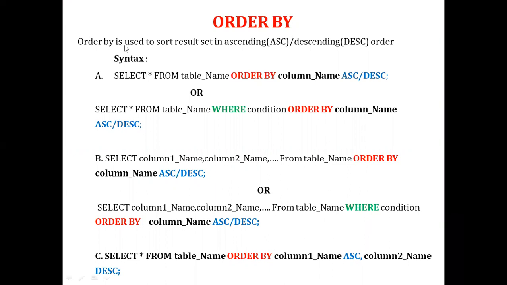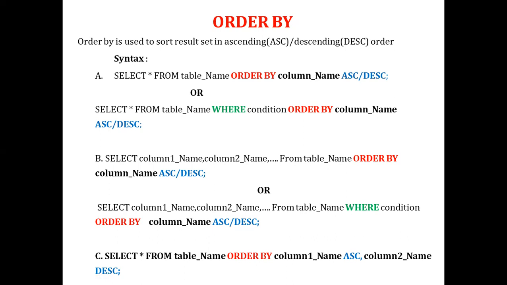So the ORDER BY clause is used to sort the result set in either ascending or descending order. Then how do we achieve that sorting? There are different possibilities for the syntax, depending on whether you are applying this ORDER BY clause on a whole table or on a particular column.